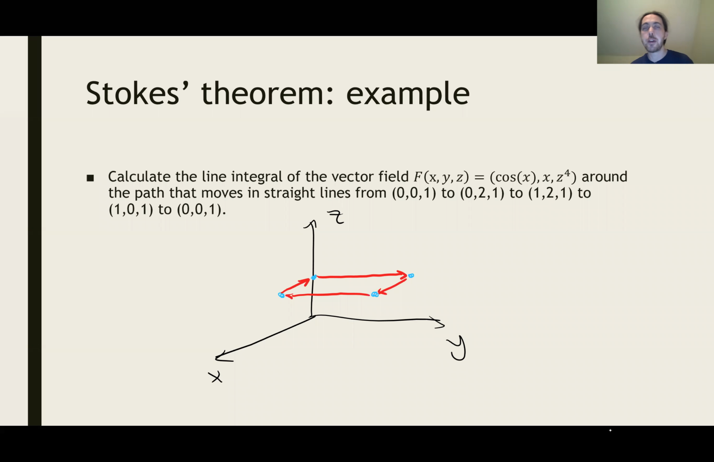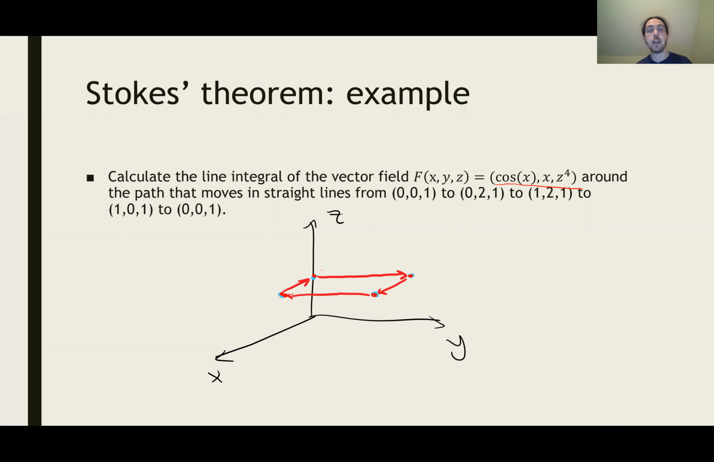Here's an example of doing a calculation with Stokes' theorem. We might be asked to calculate the line integral of this vector field, f of x, y, z is equal to cos x, comma z to the fourth, around the path that moves in straight lines from 0, 0, 1 to 0, 2, 1 to 1, 2, 1 to 1, 0, 1 to 0, 0, 1 back again.